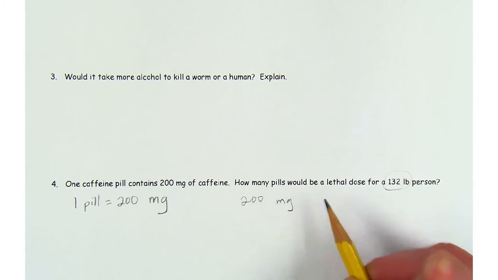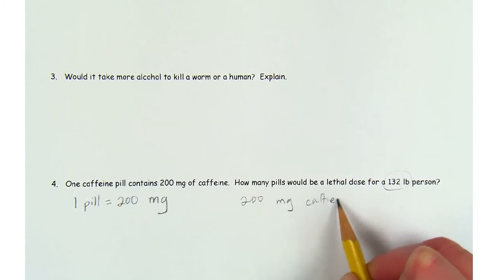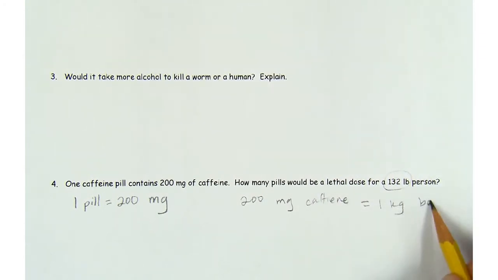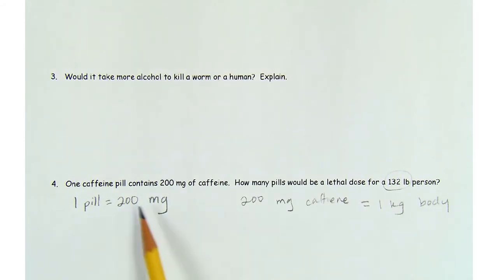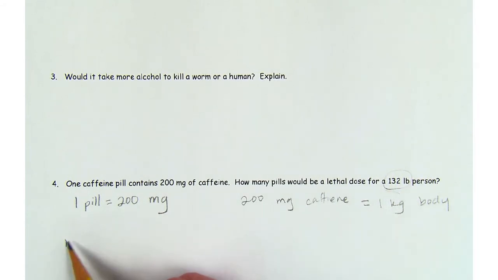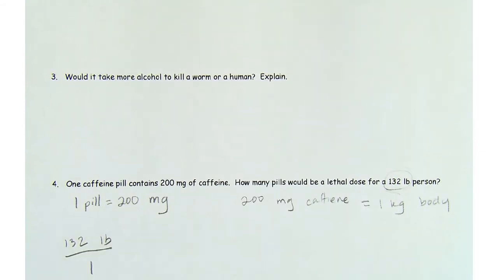200 milligrams of caffeine for every 1 kilogram of the body. All right, so those are the 3 things you need. You always start with the thing that's given in the question. Okay. So 132 pounds, put it over 1.